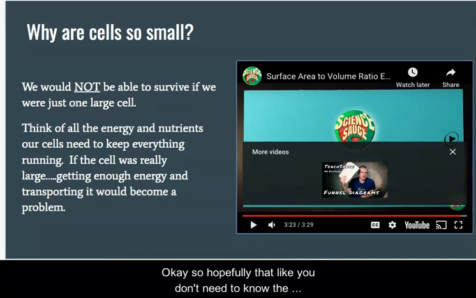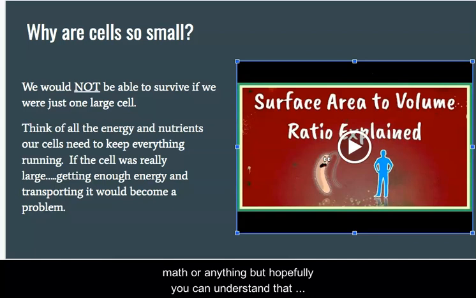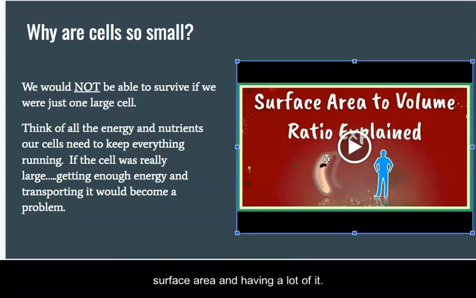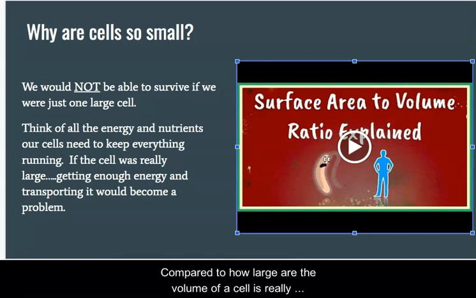Okay, so hopefully, you don't need to know the math or anything, but hopefully you kind of understand that surface area, and having a lot of it compared to how large the volume of a cell is, is really important for transport purposes and just being able to get everything where it needs to go in the time that it needs to get there. So that's why there are no super giant single-celled organisms, and that's why we're made of 30 to 40 trillion cells, because we need to utilize a lot of energy and nutrients in a lot of places at the same time.